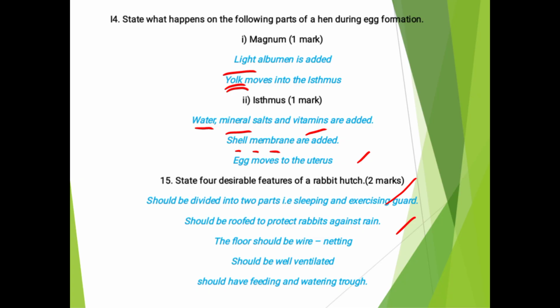And then the floor should be wired or netted so that it can allow droppings to get out of the room, and then it should be well ventilated as is required in all farm structures and buildings. Then it should have a feeding and watering trough, of course, so that we can provide the feed and the water to the rabbits. Okay, so that is all about the rabbit hutch.